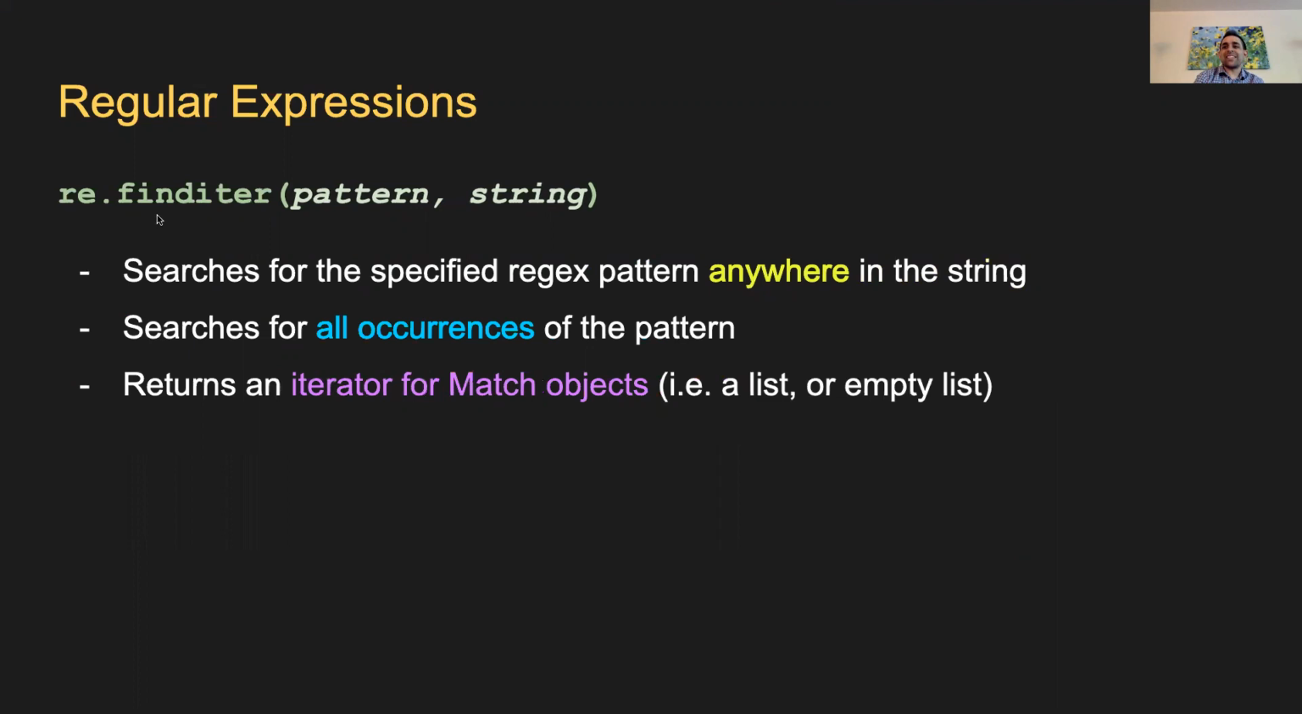We have something called find iter. Iter stands for iterator. This checks anywhere in your string and returns all occurrences, just like find all, except find iter returns an iterator to the match objects rather than the actual matches that were found. You'll have to convert the iterator to a list if you actually want a list, but otherwise an iterator gives you the ability to iterate through the object and do what you want with match objects.